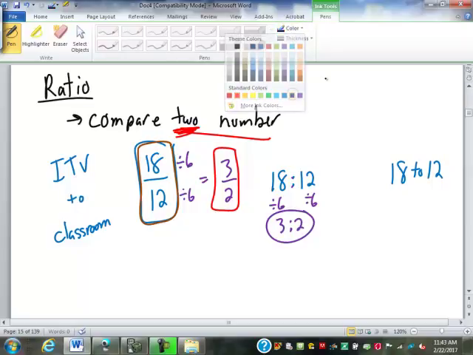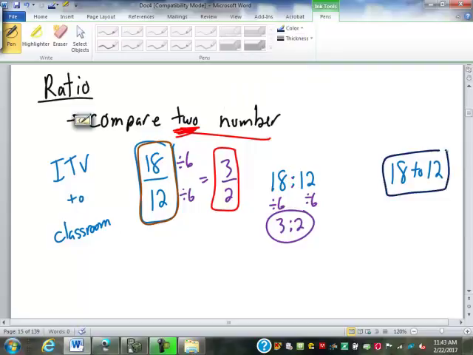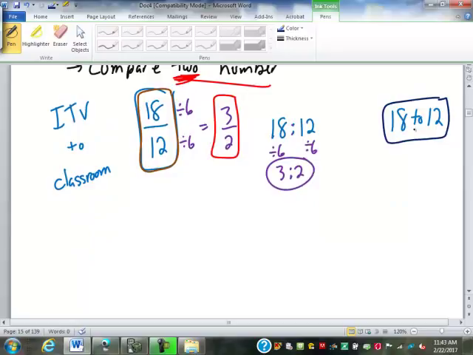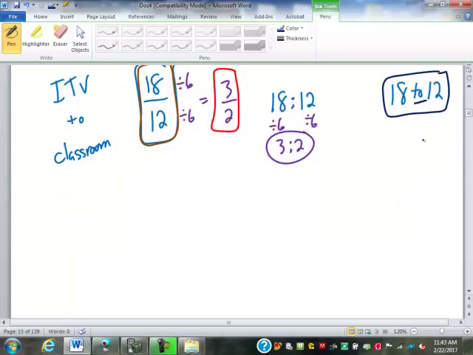I want to say just a little bit about this right here, 18 to 12. What that implies when you use that notation, 18 to 12, is that we are comparing two parts of a whole. We're comparing part A to part B. Now, I only have the two sections of this class. I have the ITV section that we're doing now, and I have the classroom section that I mentioned. So those are the two parts that make up the whole.